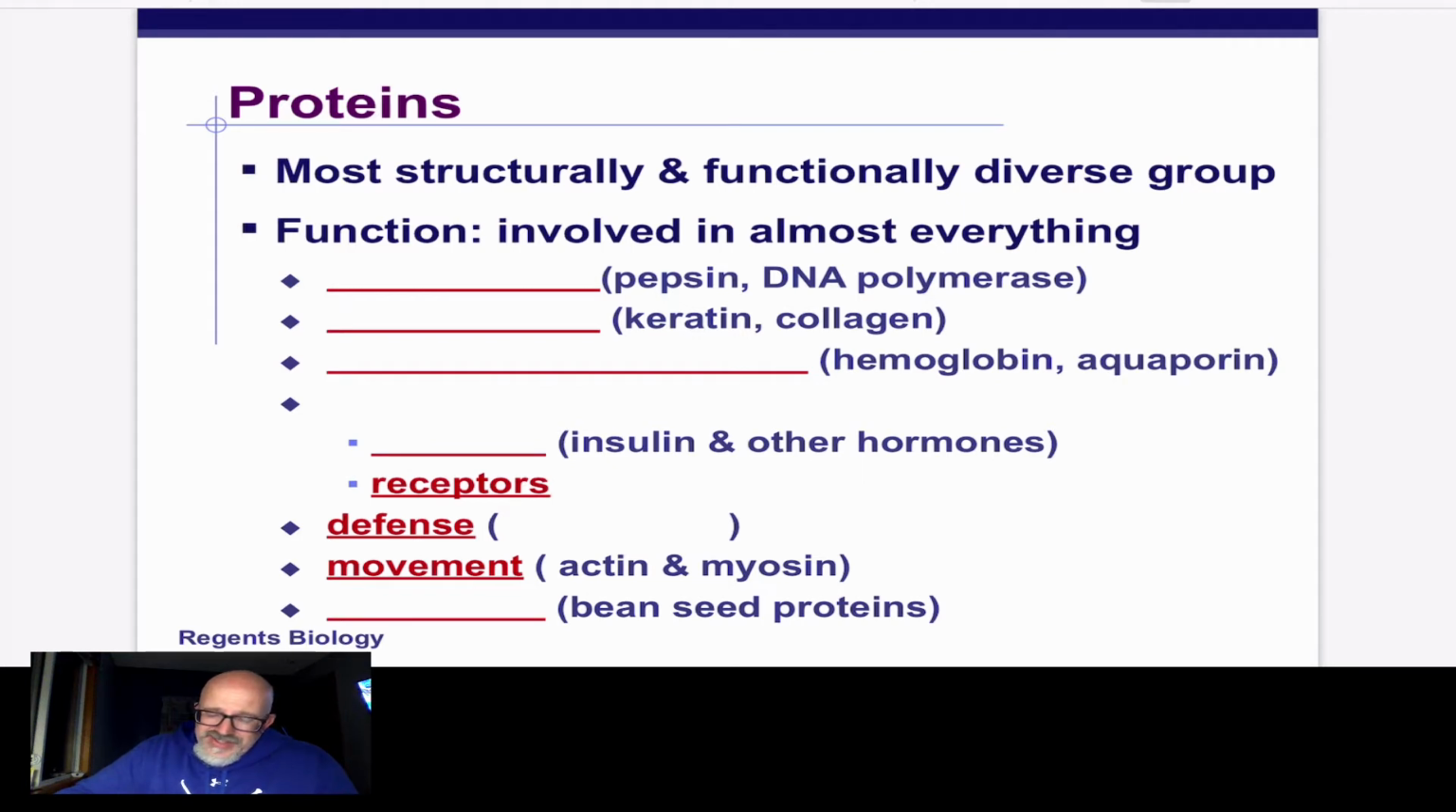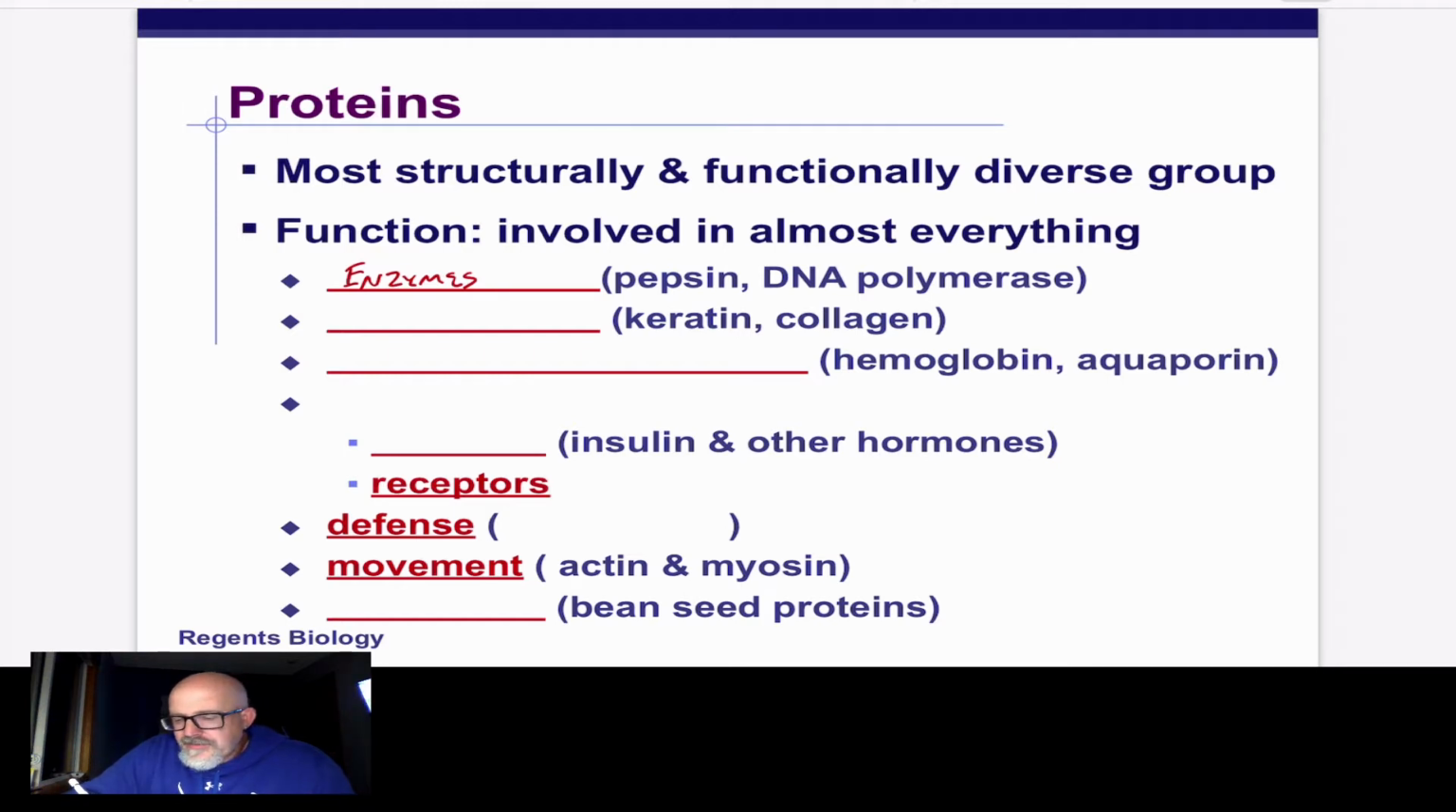As far as functions, this list could probably go on for quite a ways. But I kept it with what the book had said and what you have maybe talked about or have heard about before. So if we look at this list, this first line, things like pepsin and DNA polymerase, there's a blast from the past, I hope, right? One of those enzymes involved in DNA replication. So one of the functions: proteins are enzymes.